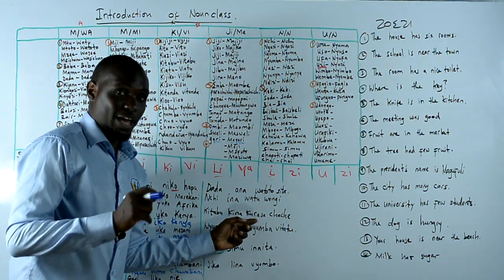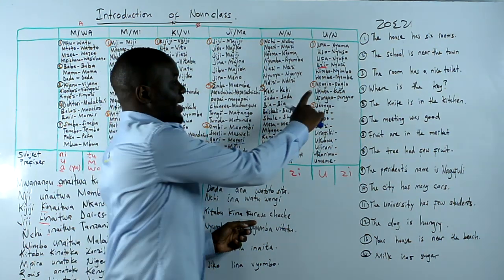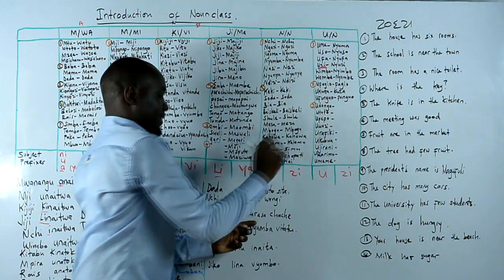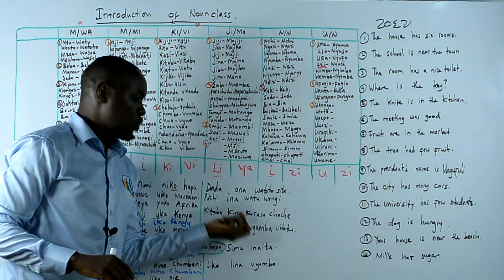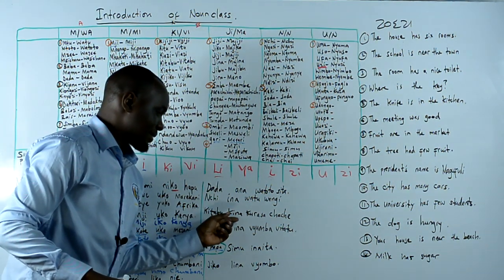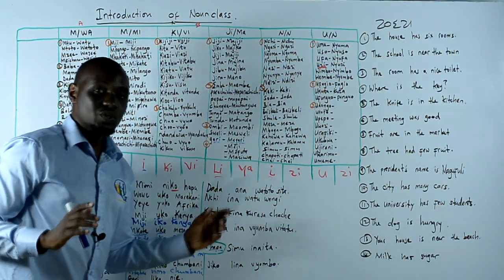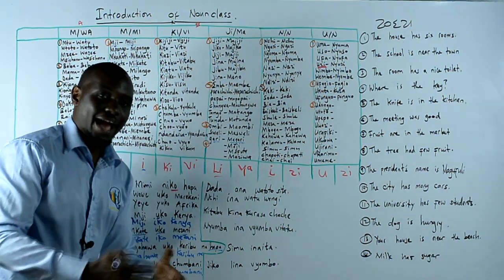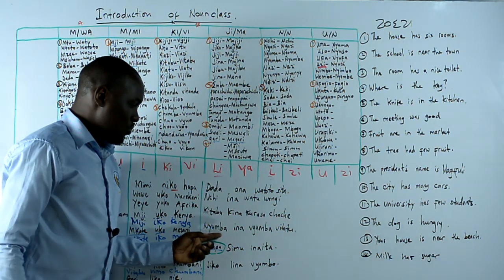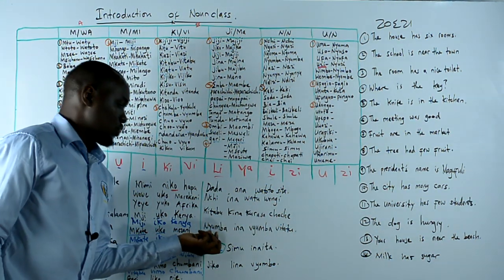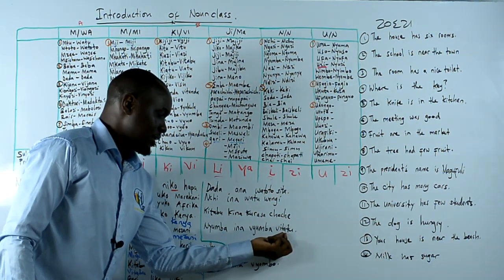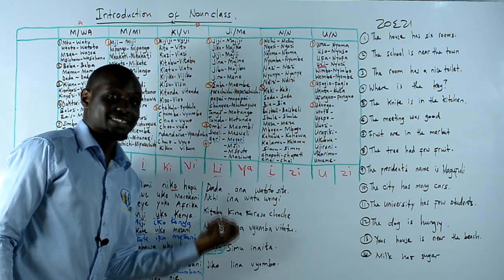Kurasa is pages. So, a page will be ukurasa in here. In category 2, kurasa, ukurasa is there. So, one page will be u, you put u, then kurasa. So, the book has few pages. How do you say the books have few pages? Nyumba ina vyumba vitatu. The house has three rooms.